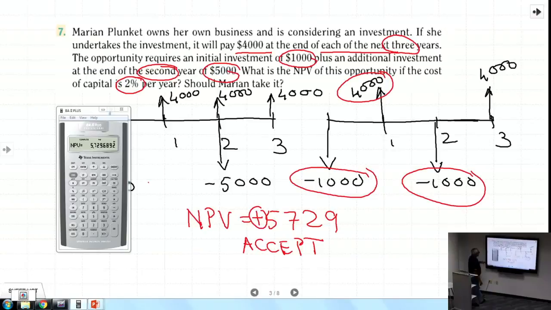Based on this information, I can also calculate the internal rate of return of the project. It's a simple step. Once I have all the information in there, the IRR key is right next to the NPV key. I click on IRR and the display changes to IRR. And then I click the CPT key. And the IRR is 300%.